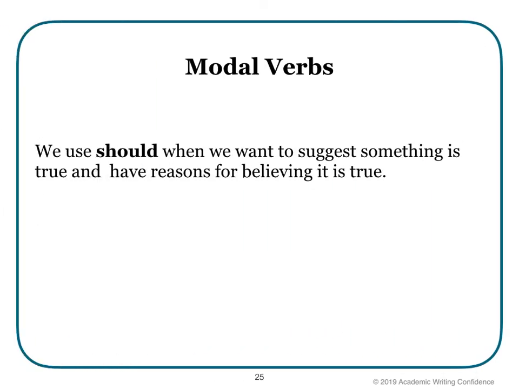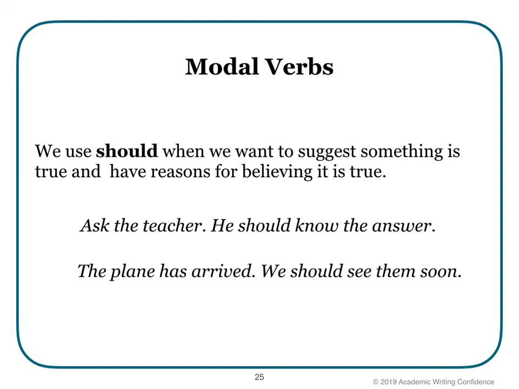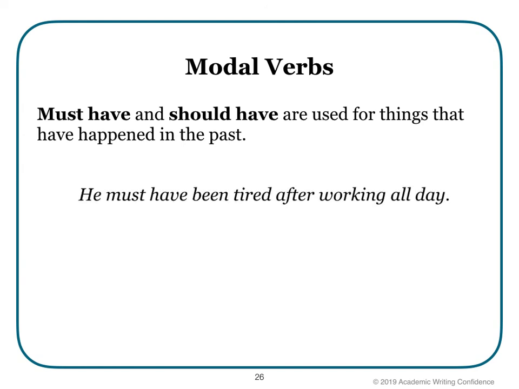We use the word should when we want to suggest something is true and have reasons for believing it is true. As in, ask the teacher, he should know the answer. Or, the plane has arrived, we should see them soon. Here we're suggesting that we have reasons for believing that we should see him soon. The words must have and should have are used for things that have happened in the past. He must have been tired after working all day. Or, they should have arrived by now.